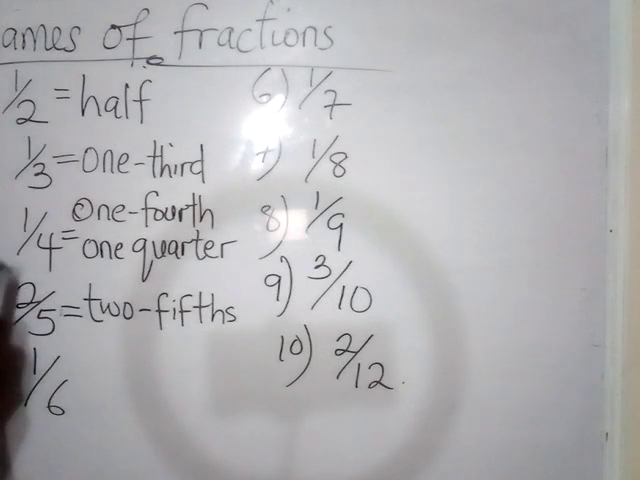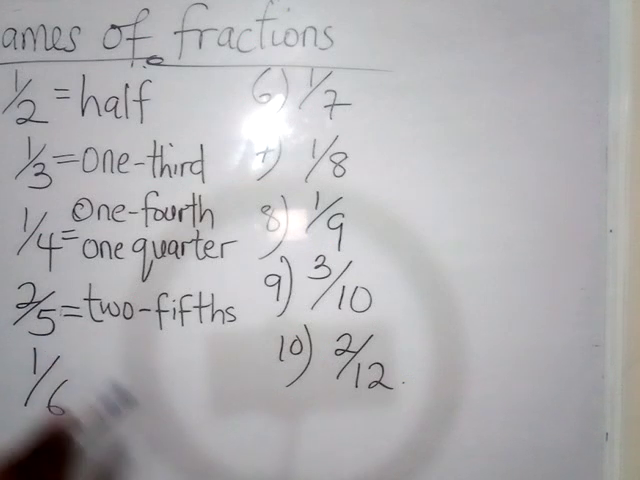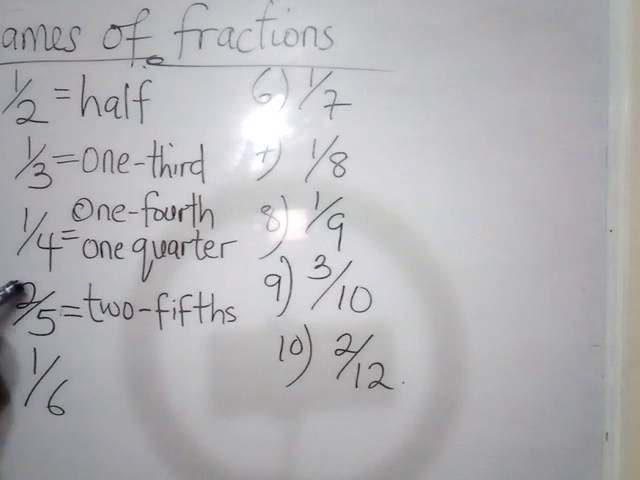So the number on top is called its normal name. The numerator is named with its actual name as a number, but the denominator carries the ordinal name, the name of the ordinal number. So the top one is the normal name, while the bottom one, the denominator, carries the ordinal name. So 5, the name you call it in ordinal number is 5th. So you have two fifths. That's how you call 2 over 5.